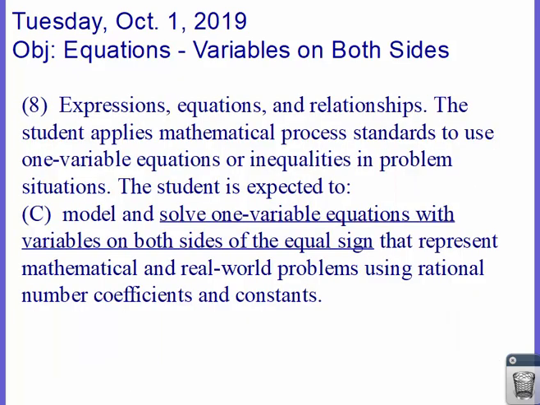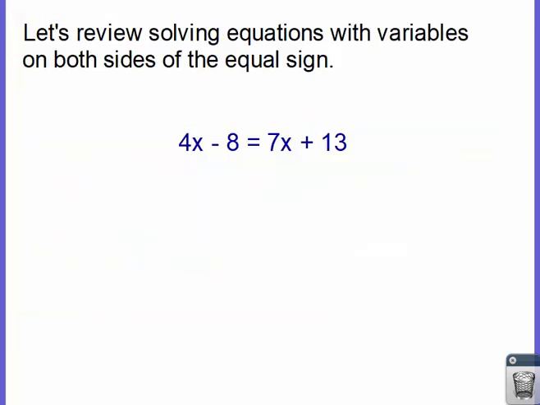Again, why are we doing this? Because the state of Texas gives us a standard and it says that we need to model and solve one variable equations with variables on both sides of the equal sign. So we have to understand how to do all variations of that. So let's review what we need to do in order to solve a problem like this.